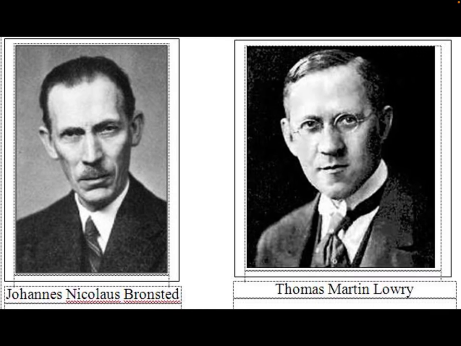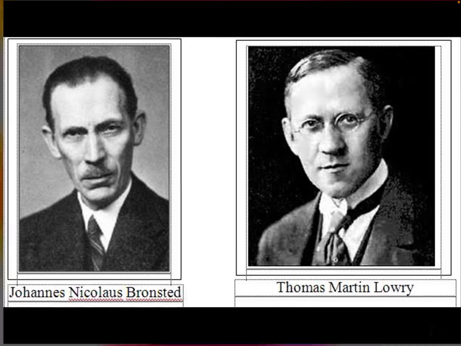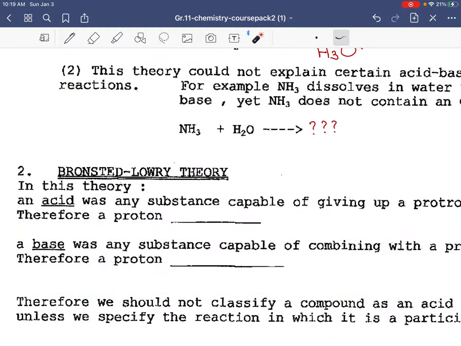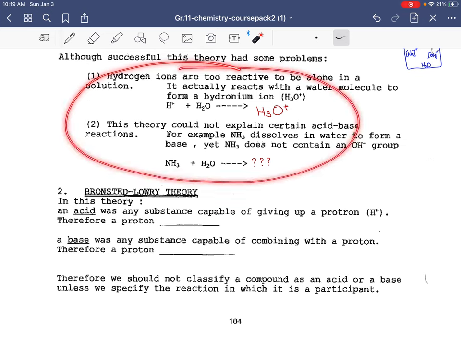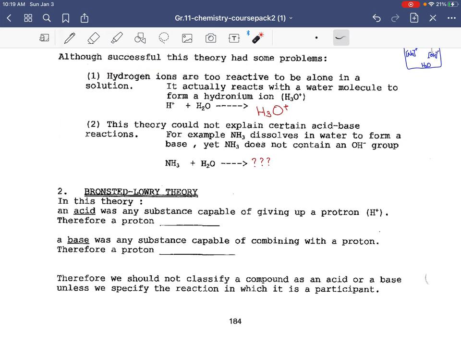BFF, Bronsted. Okay? Alright? So, what did they say? What makes them so famous that we're going to talk about them? Well, basically, they picked up where Arrhenius left off. Arrhenius was unable to prove this. But Bronsted and Lowry are going to. And this is what Bronsted and Lowry said. And this is something that you have to know.